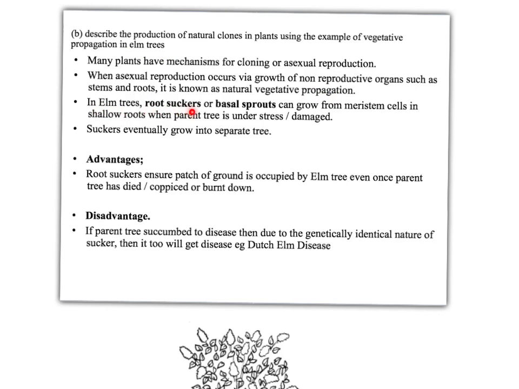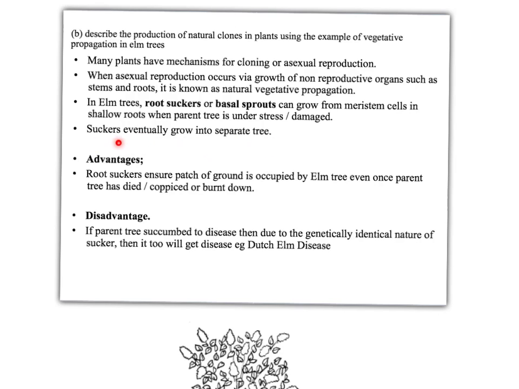They use things called suckers, sometimes known as basal sprouts, and they grow from stem cells. Remember, plant stem cells are called meristem cells. That's in F215. These meristem cells can be found in shallow roots, and as a result, these shoots grow up from these roots. When the parent tree dies or is under stress, they can grow and replace the parent tree. When they grow, they eventually grow into an individual tree in their own right.